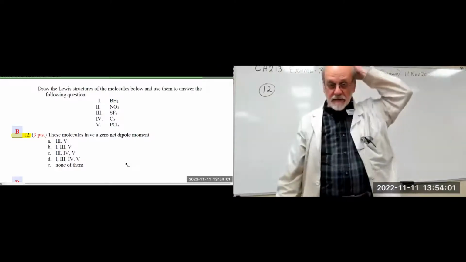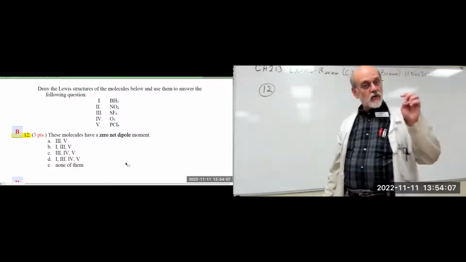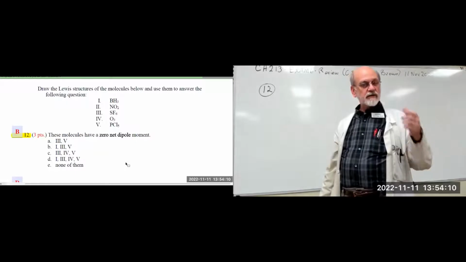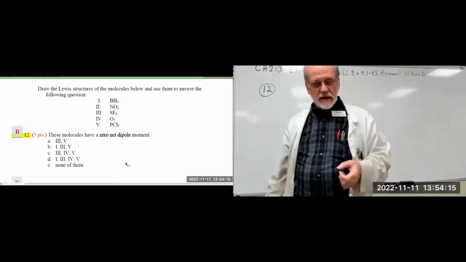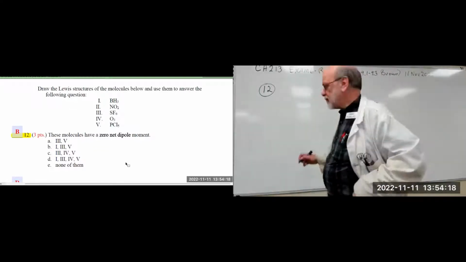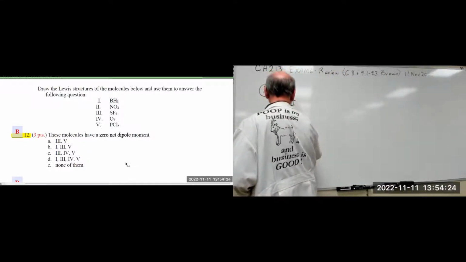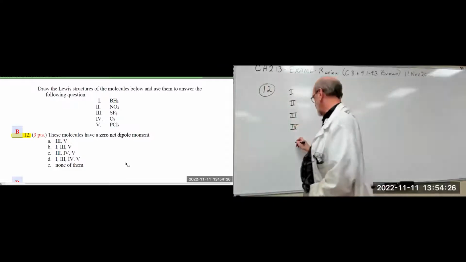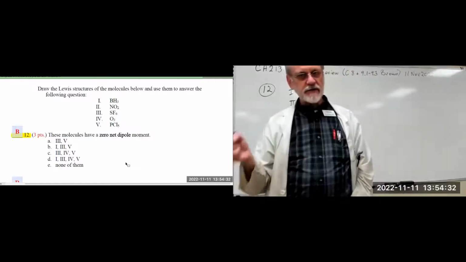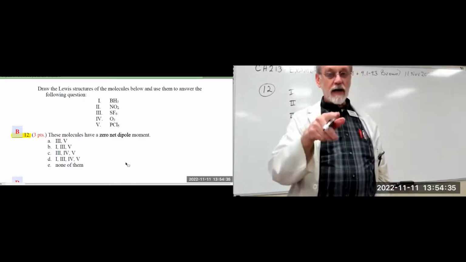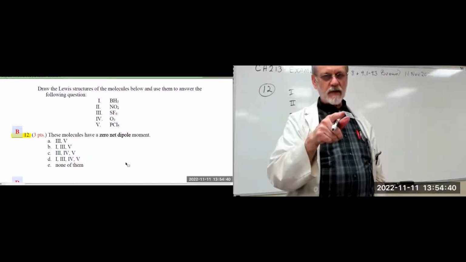I just know it. These molecules have a zero net dipole moment. Okay, so we need to know the polarity of the bonds and the geometry. Let's look at them. Each one of those is going to have polar bonds, I do believe. It's just 4, 5. Yeah. Boron, hydrogen, nitrogen, oxygen, sulfur, fluorine, oxygen. Zero net dipole.